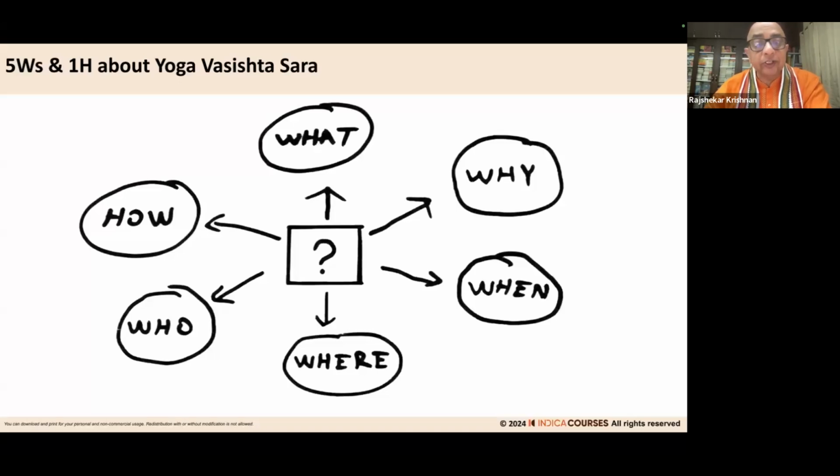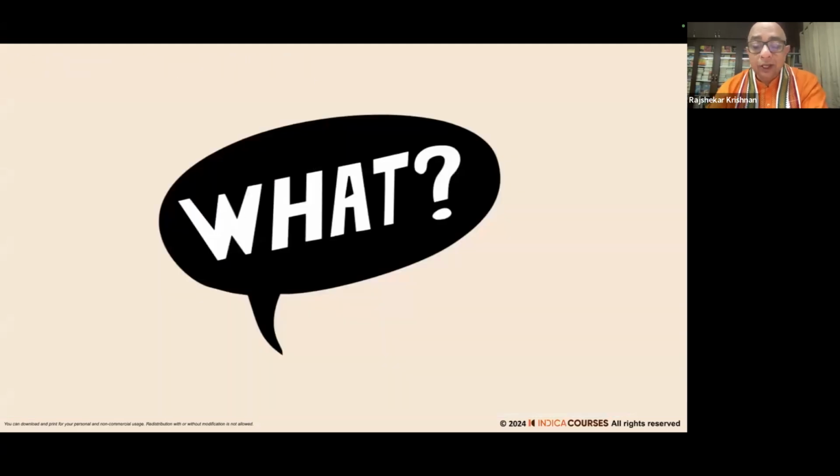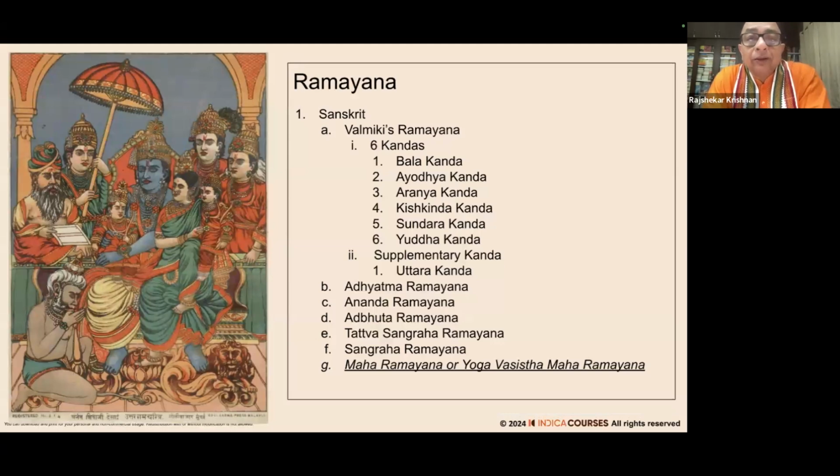understanding Yoga Vasishta Sara. So what do we have in what? And therefore, we have, of course, this name Yoga Vasishta Sara. And you find that it is perched at the bottom of the slide called Maharamayana or Yoga Vasishta Maharamayana. It's got other names too. But we need to understand the origin in one sense, and therefore we look at the Ramayana.